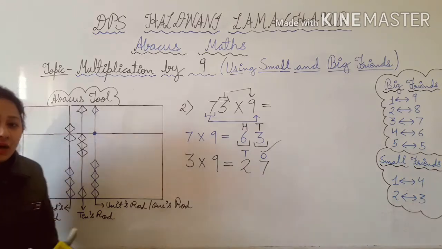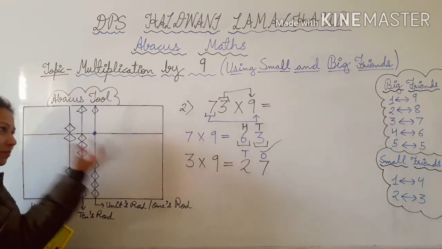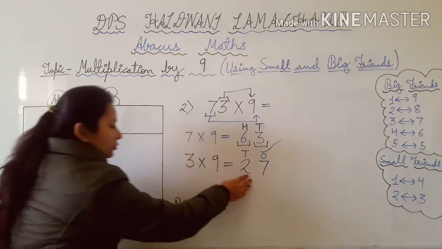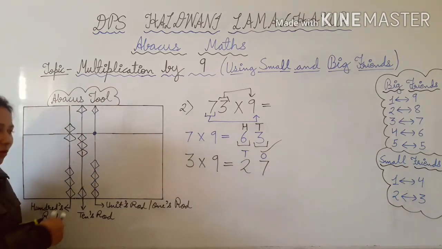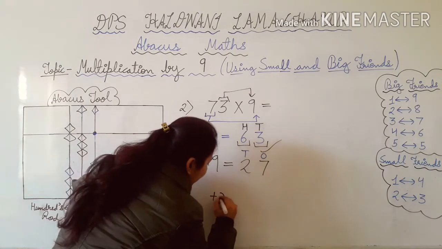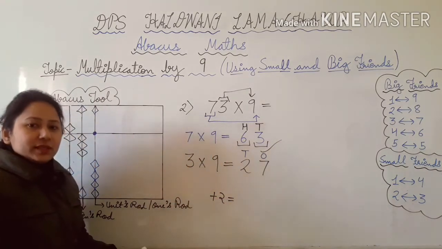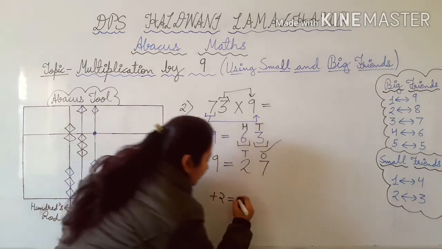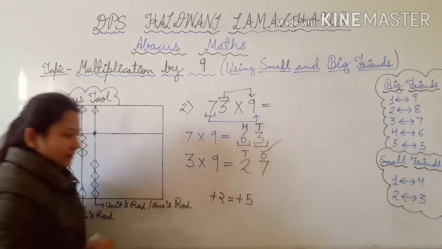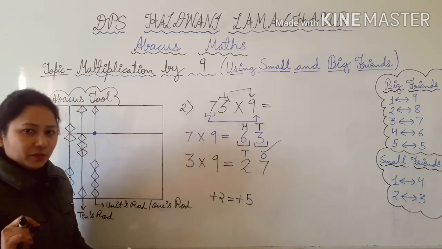Now there is lack of beads. So first of all, you will take the help of small friends. Now for 2, apply the small friend formula. For adding 2, what is the formula, kids? In small friends, the first digit which you will add is 5, because it's a small friend formula.